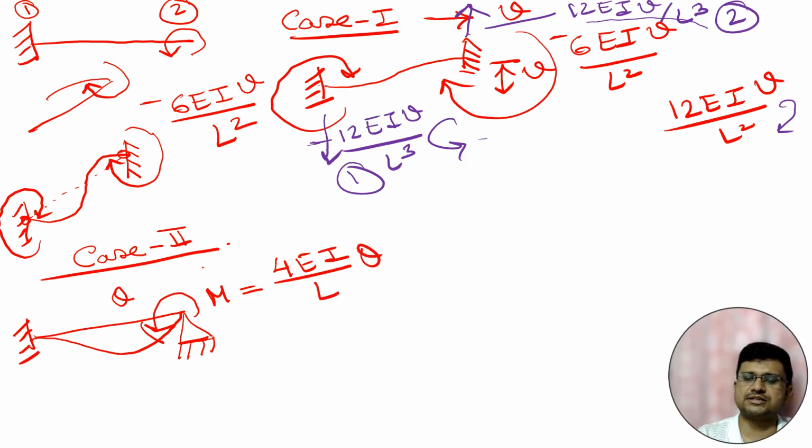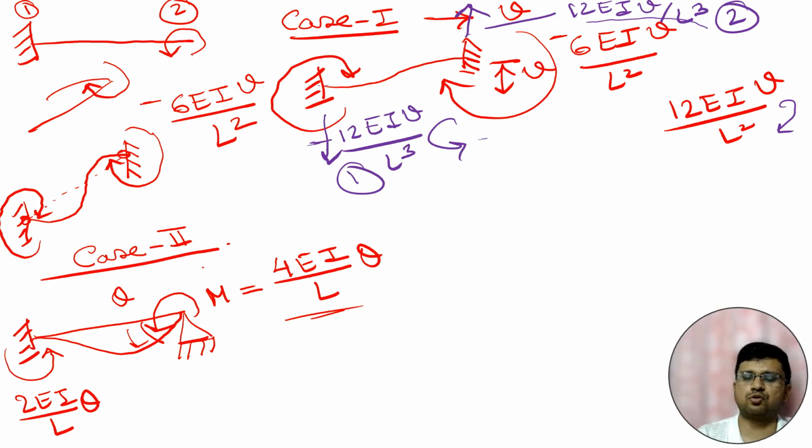And if the rotation is anti-clockwise, the moment will also be anti-clockwise. So this will be the value. Now what will be the moment for node 1? That will also be anti-clockwise, and the value will be 2 EI by L into theta.